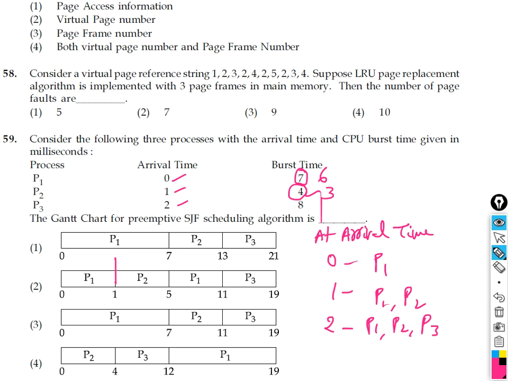However, because P3 requires more time, P2 shall continue execution. So we can continue P2 from 1 to 5. After that, P2 will be completed. And now comparing P1 and P3, P1 requires the shortest execution time. So start with P1, 5 to 11, and finally P3 from 11 to 19. So what is the answer? 2 is the answer. This is the correct Gantt chart.